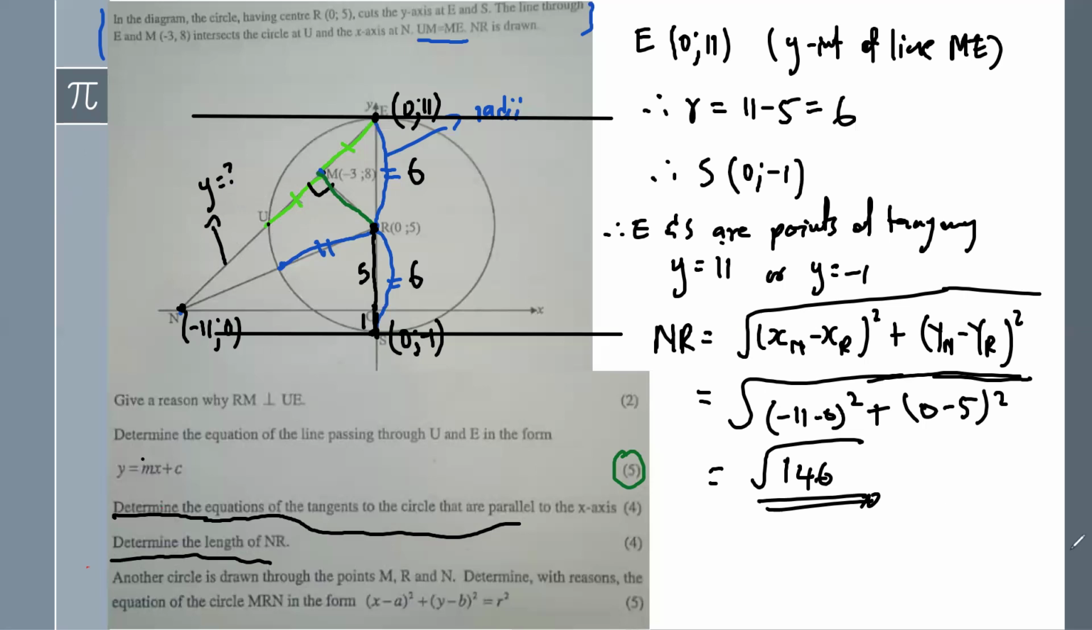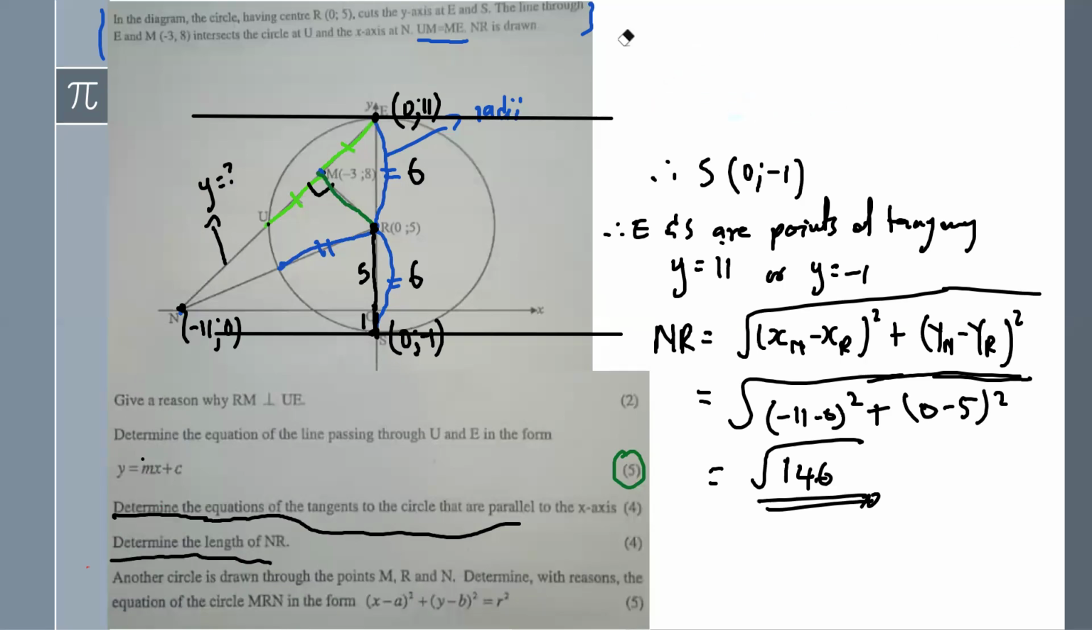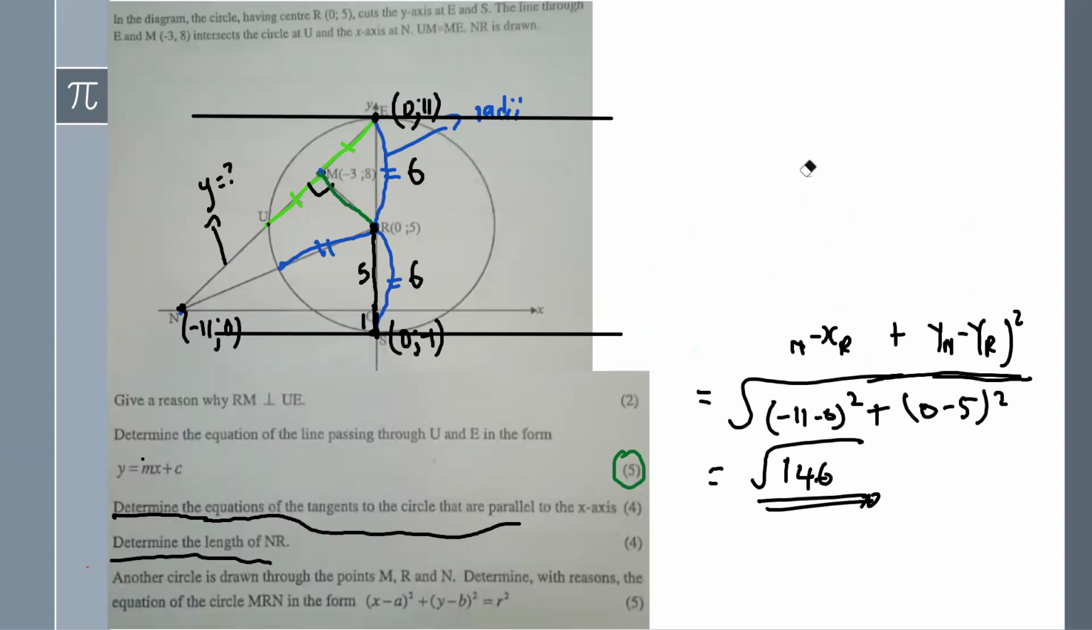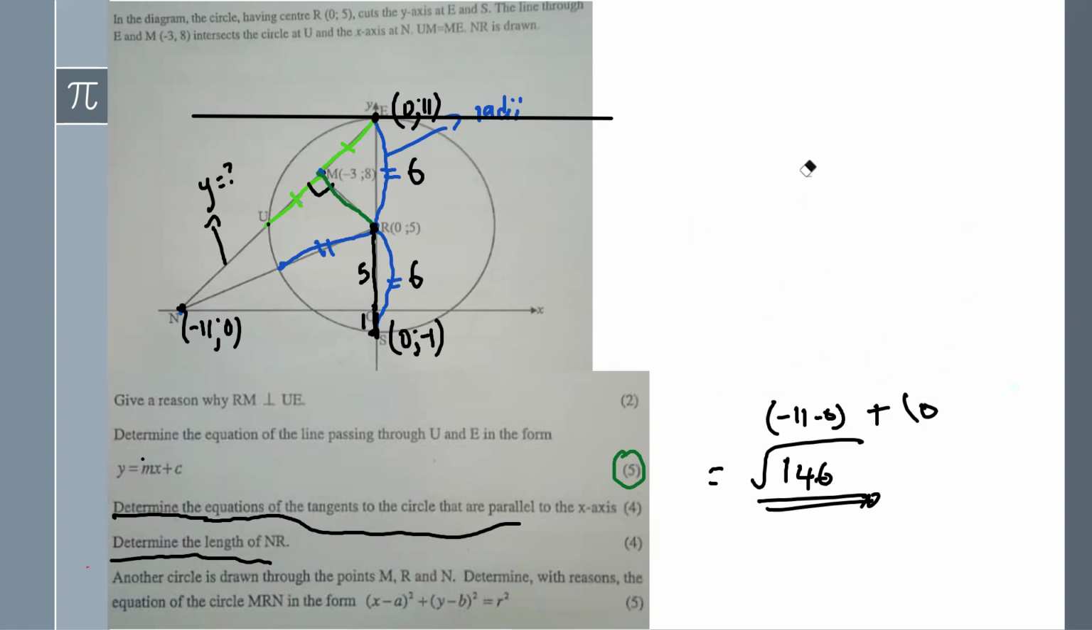All right. Now, this is the exciting question, the last one. We are told here that there is another circle that is formed, and it is formed such that it passes through the points M, R, and N. So there's an exciting one because we are being asked here to find the equation of that circle. How do we box that? How do we manage that? Well, let's see how we go about this. We obviously need to find the center and so forth.